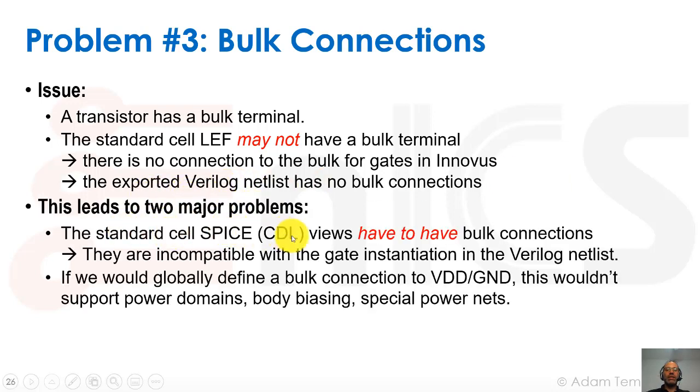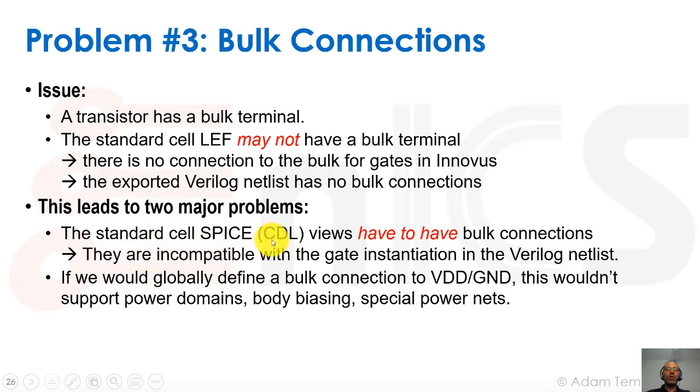The standard cell SPICE CDL views have to have bulk connections. They have to. I mean, there's a bulk connection on the transistor. It has to be connected to something. For example, VPW will be connected to VPW and VNW to VNW or something like that. It may be automatically defined as VDD or VSS, but that's not so great, because what if we are using bulk biasing or something like that?